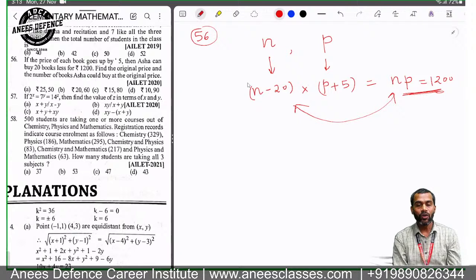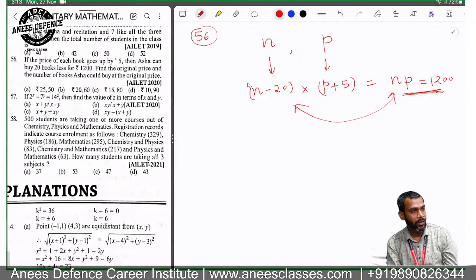Now, 25 into 40 we need to calculate. Why? Because we need to buy 20 less, I mean, the number of books. So that is 40. So 40 into 25 should be 200. So it is not 200, 1200. So it is not the correct answer. Are you getting or not?